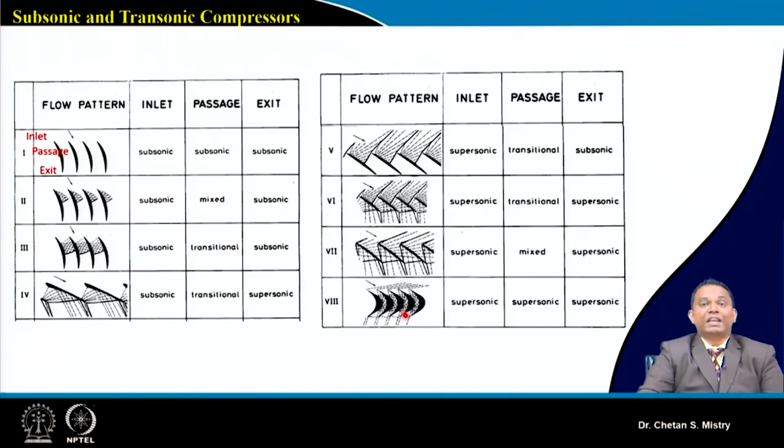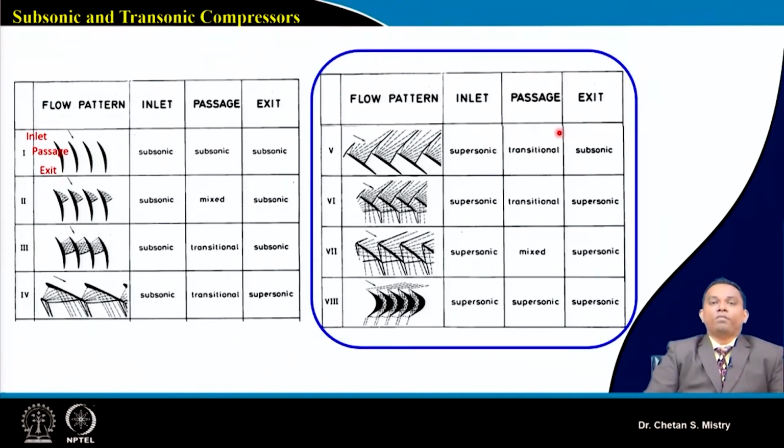Now this is the impulse kind of configuration, where the entry Mach number or entry flow is supersonic, the passage flow is also supersonic, and the exit flow is supersonic. So when the entry Mach number is supersonic, we look for some special kinds of aerofoils, different from what we have discussed for the subsonic configuration. This is the region of our interest at this moment.